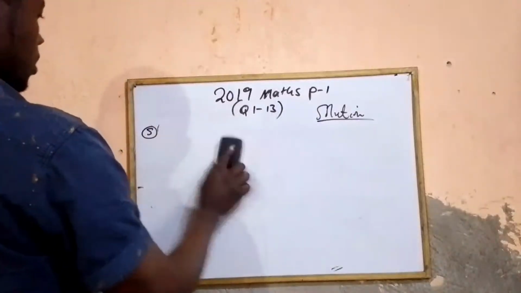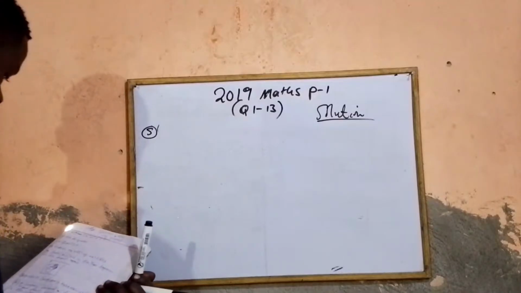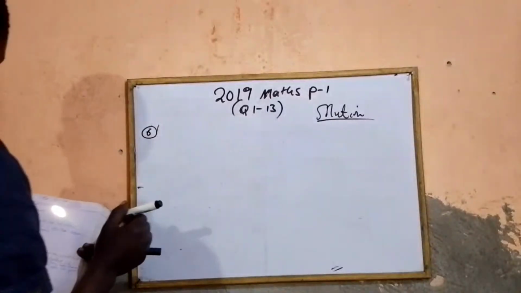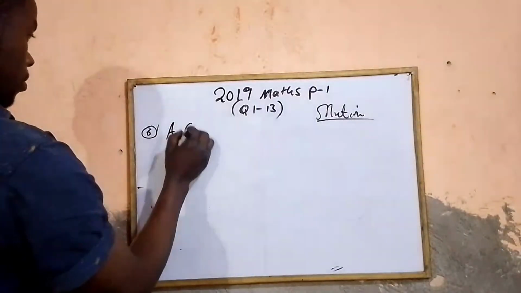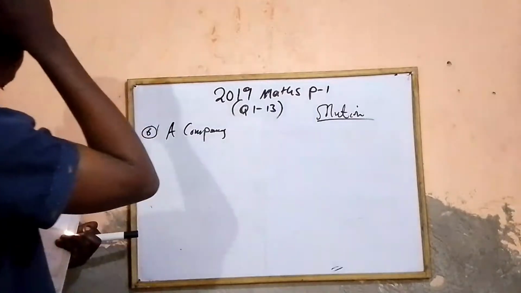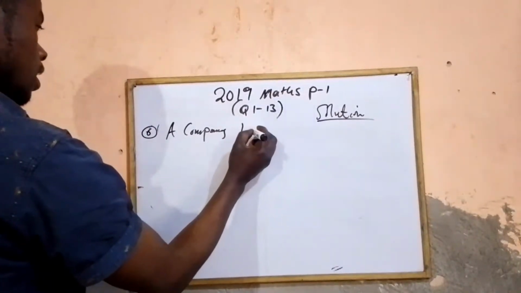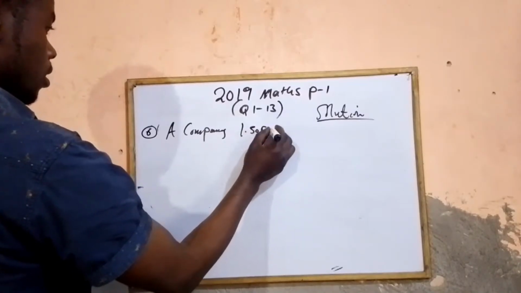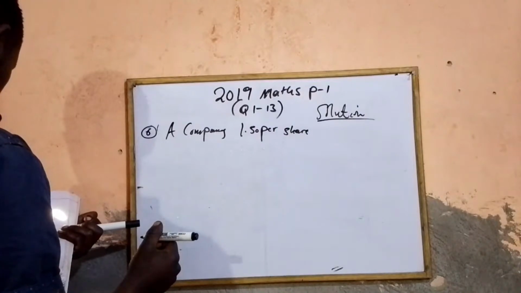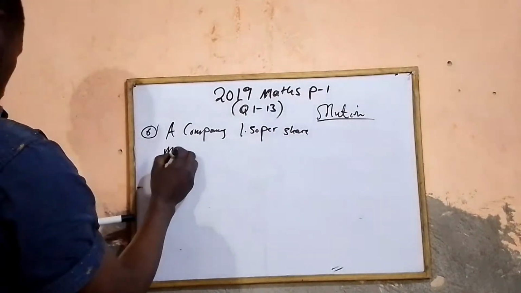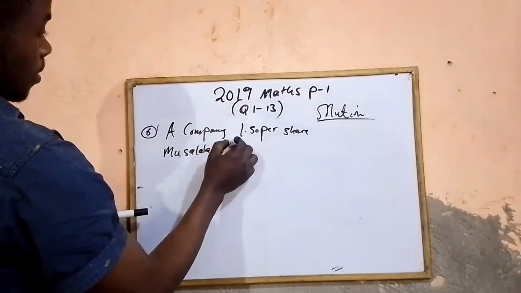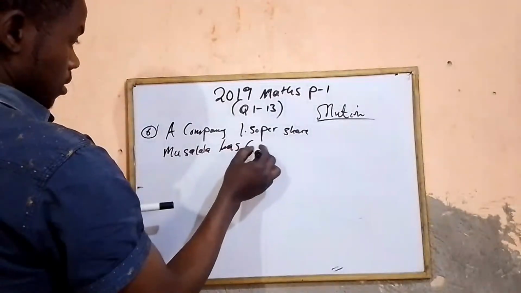Let's move on to question 6. Question 6 is saying a company declared a dividend of K1.50 a share. Let's say this Musalala has 600 shares.